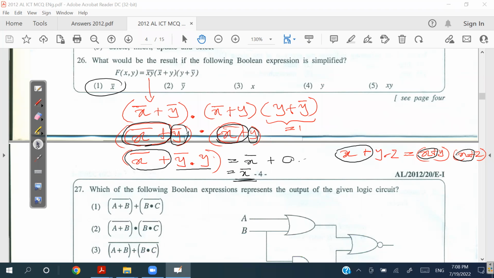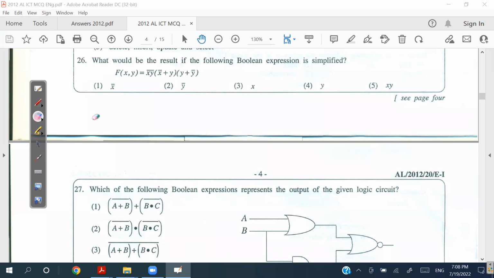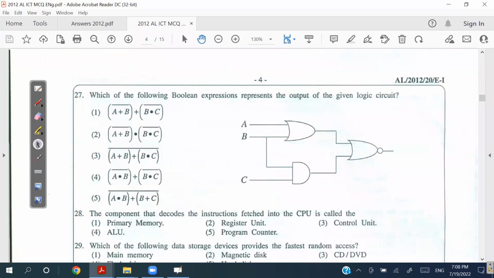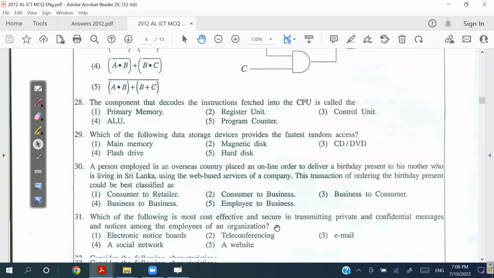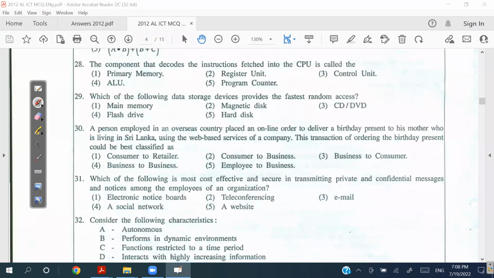Right. So moving to the 28th one. Yeah, the 28th one is asking the component that decodes the instruction fetched into the CPU is called the control unit. Clear cut answer. Right? In the fetch, decode, execute cycle, the instruction will be fetched from the memory and the control unit is the one which is decoding it.